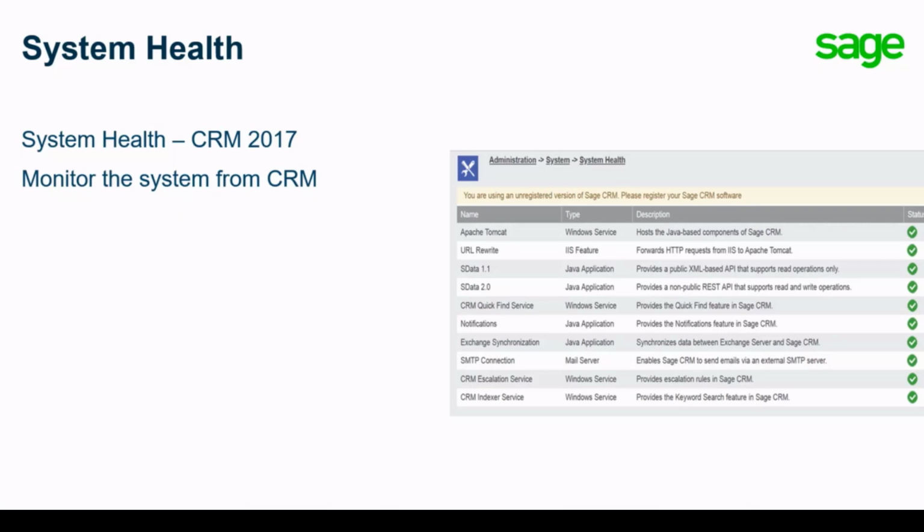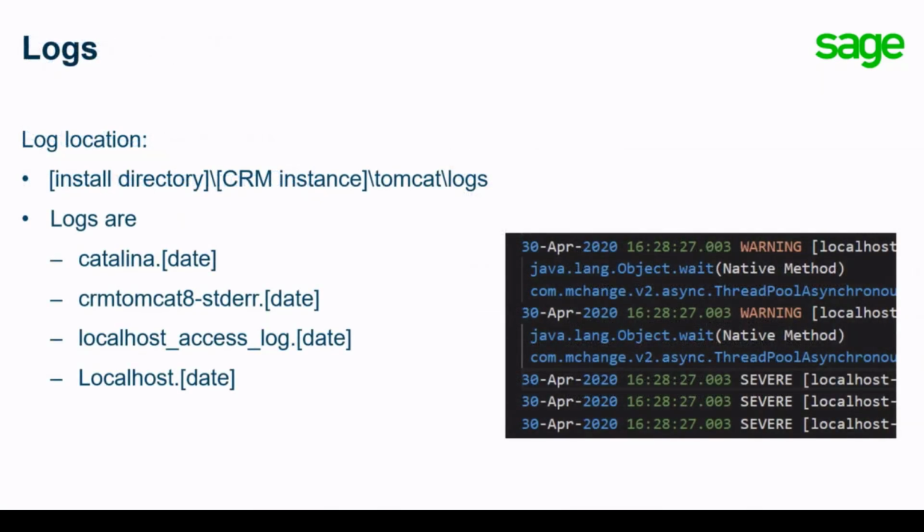So you can see there that we have got Apache Tomcat. Is the Windows server started? Is it running? We've got our URL rewriter function. We've got our sdata functions and our quick finds and so on and so forth. Okay. The second thing we can look at is our logs.